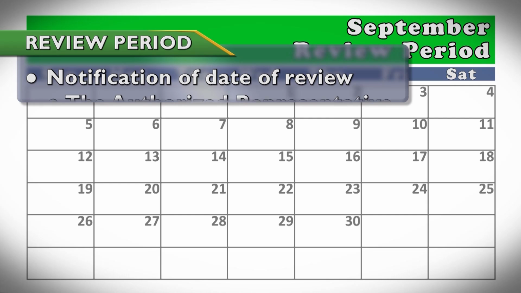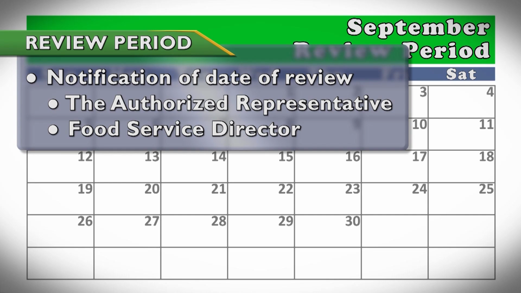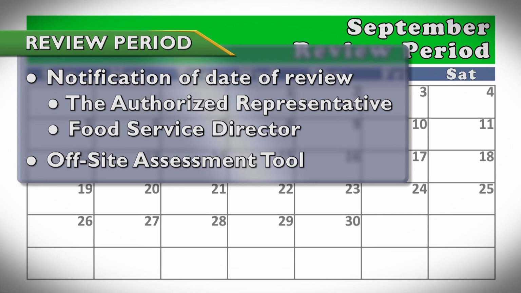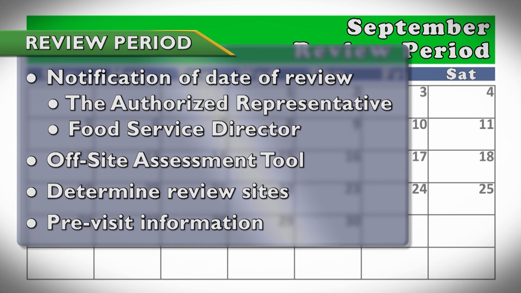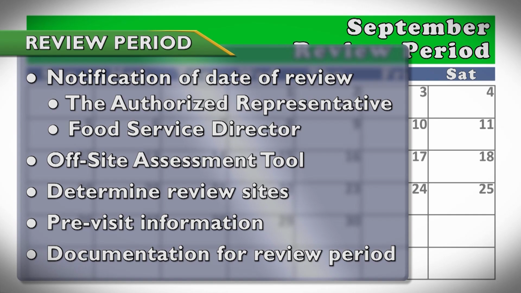The authorized representative and the food service director will be notified of the date of review. This may be the same individual in some LEAs. The off-site assessment tool will be discussed and review sites will be determined. The reviewer may request pre-visit information regarding certification and the benefit issuance document, also known as the master roster list. Additionally, the reviewer will request menu documentation for the review period, the wellness policy, and civil rights documentation. The reviewer may request additional information to prepare for the on-site visit.